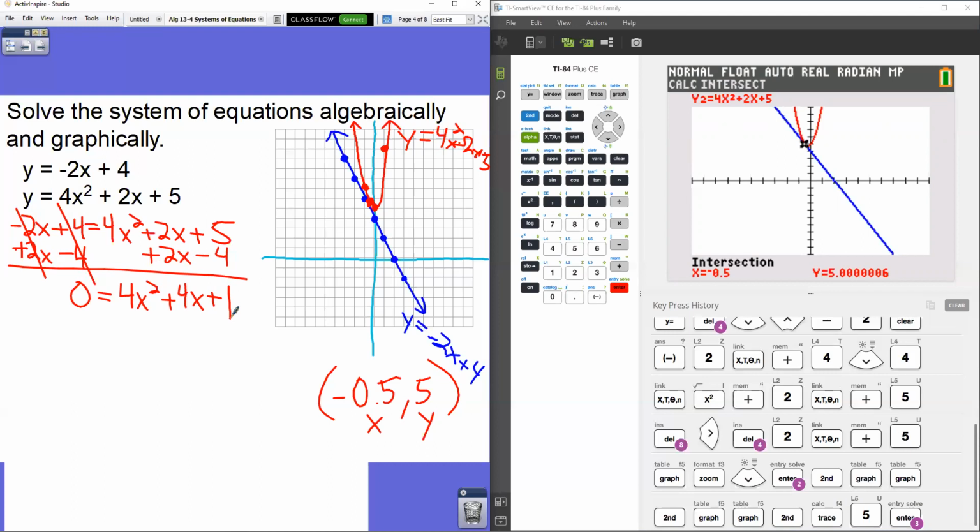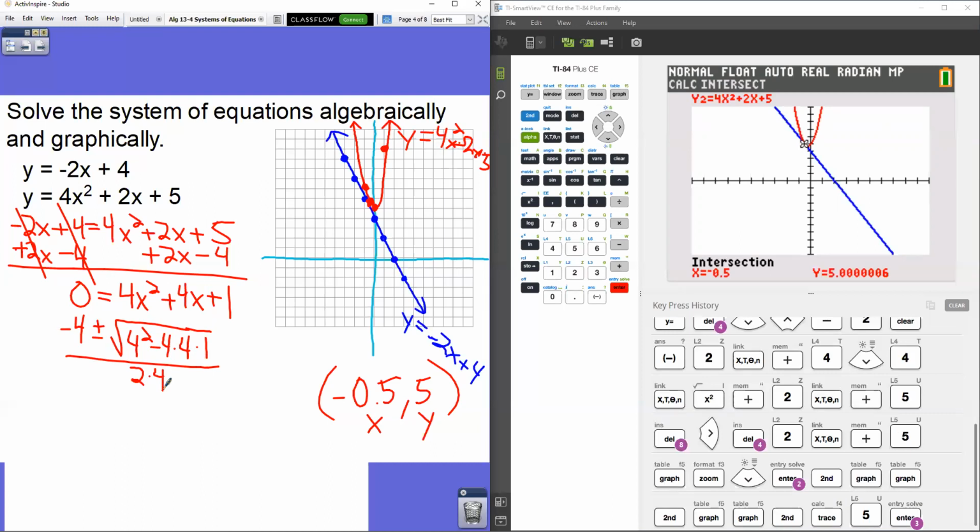You could do completing the square. You could factor it. I don't like the idea of either of those because of the 4 as an a value. I'd rather use the quadratic formula. I just think that it's easier. Negative b plus or minus the square root of b squared minus 4 times a times c, all over 2 times a.